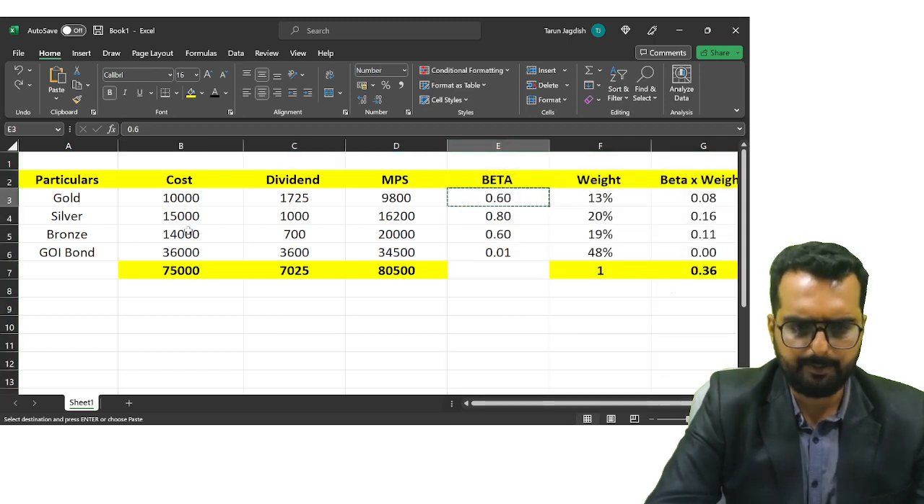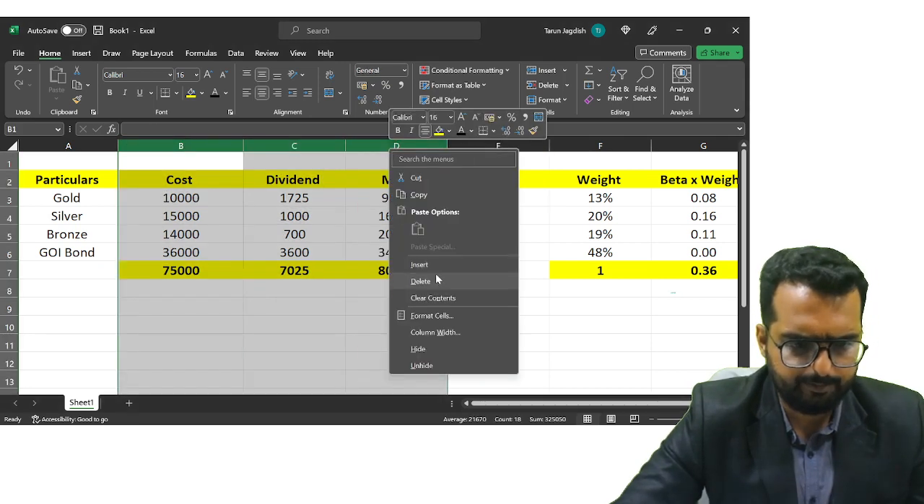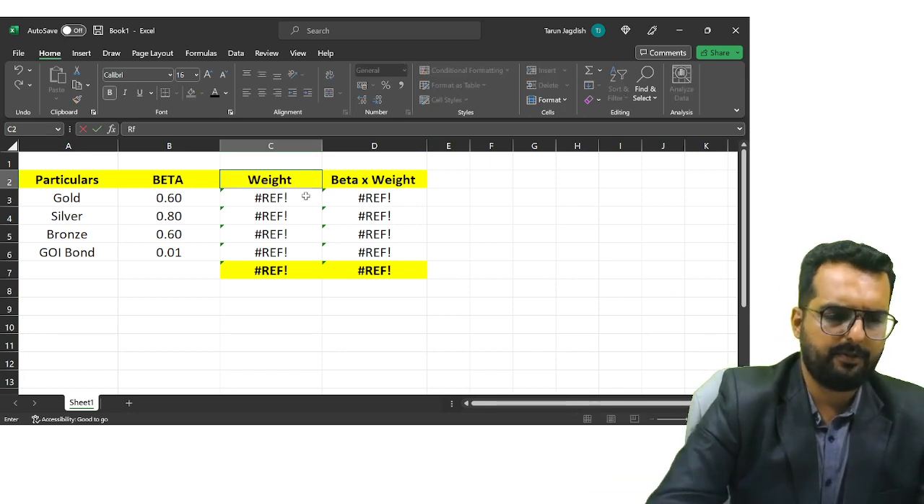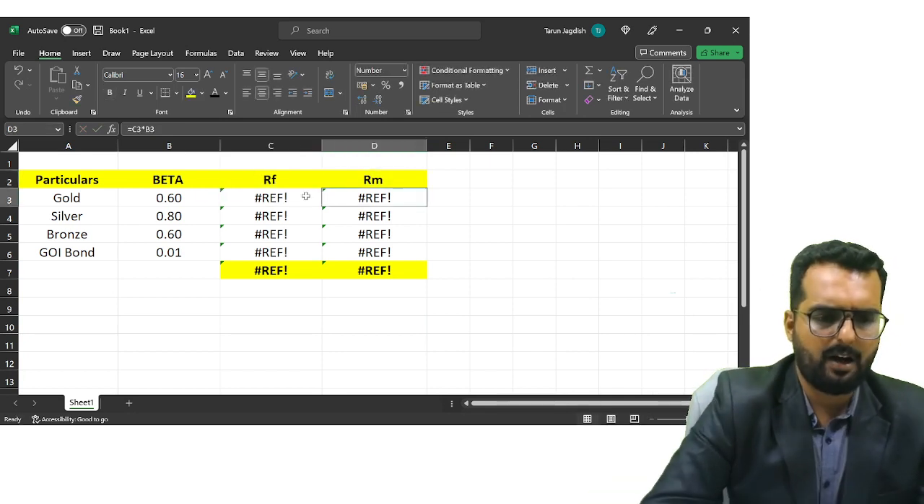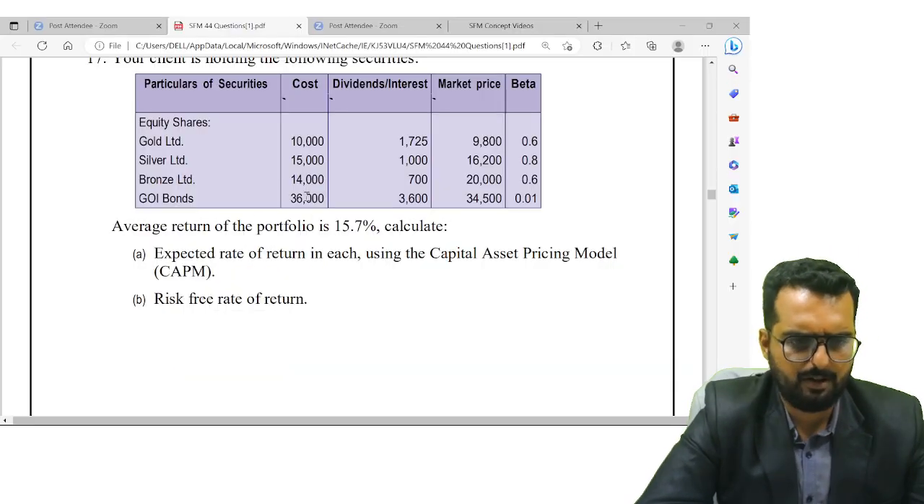Yes, beta is available here. So the third table, I'll just delete this. Okay, I'll put the RF and I will put the RM also. How much is the RF given in the question?